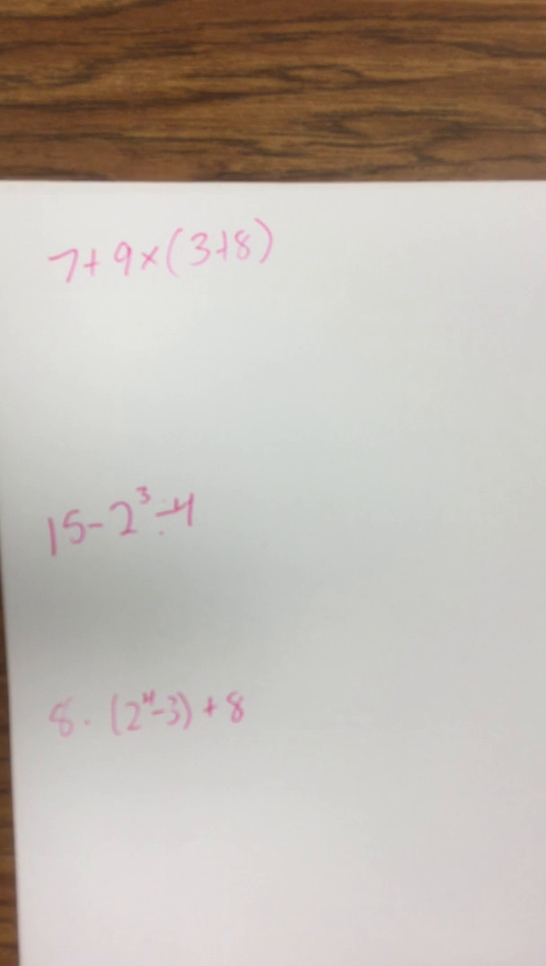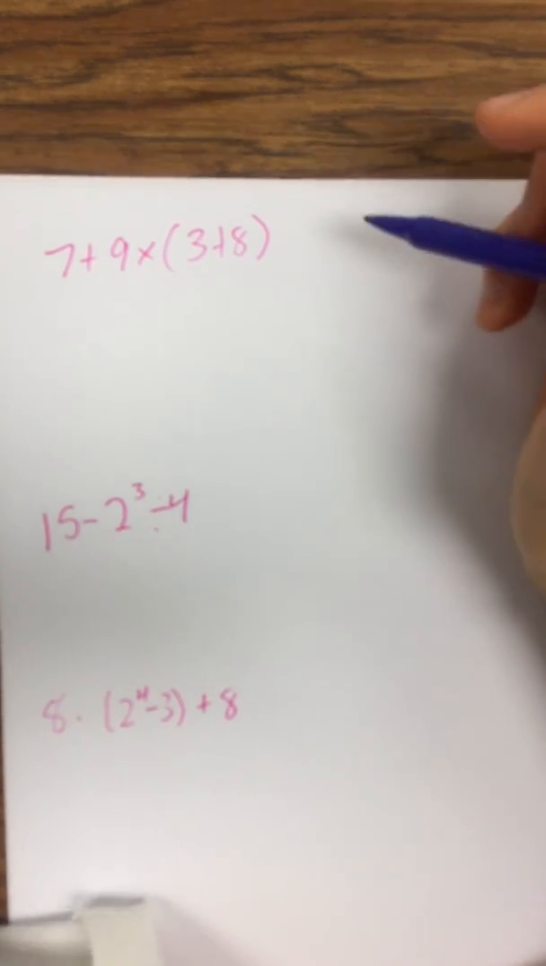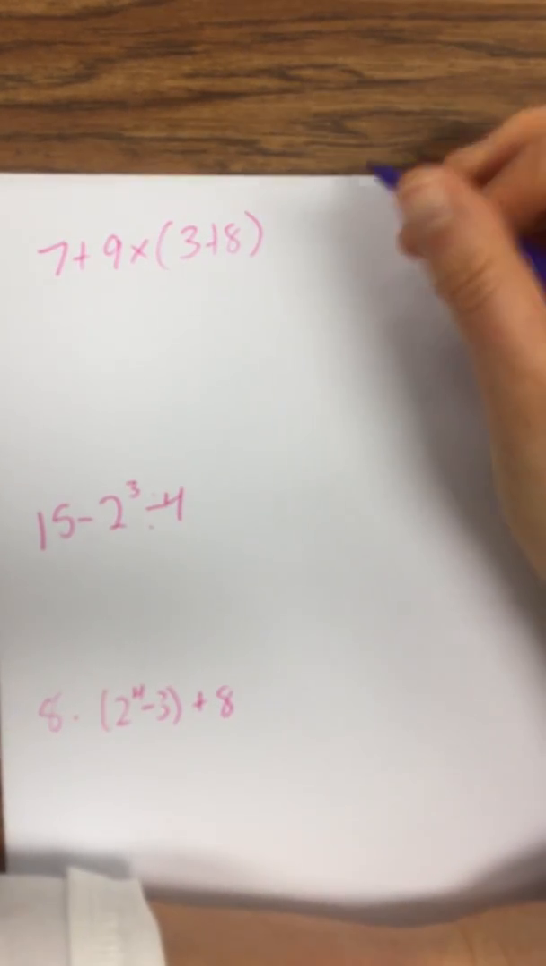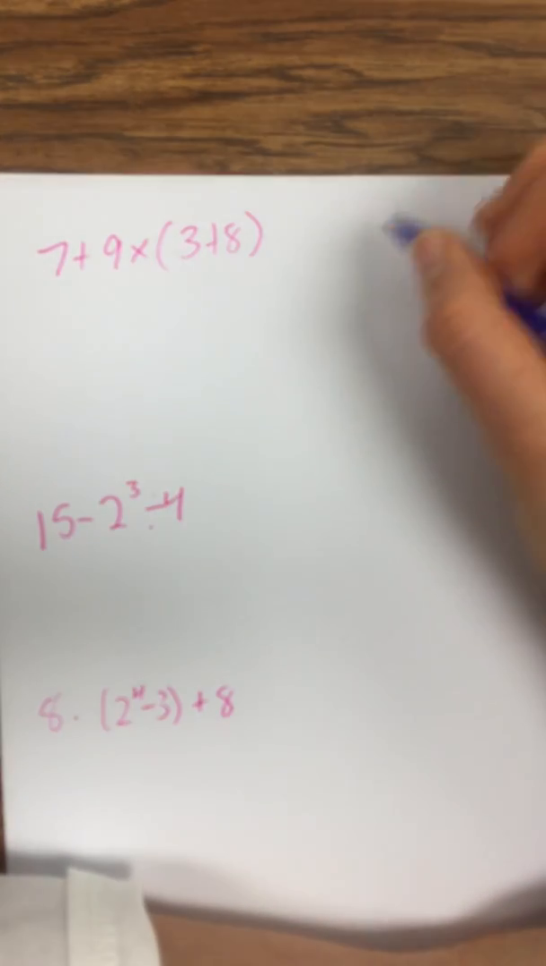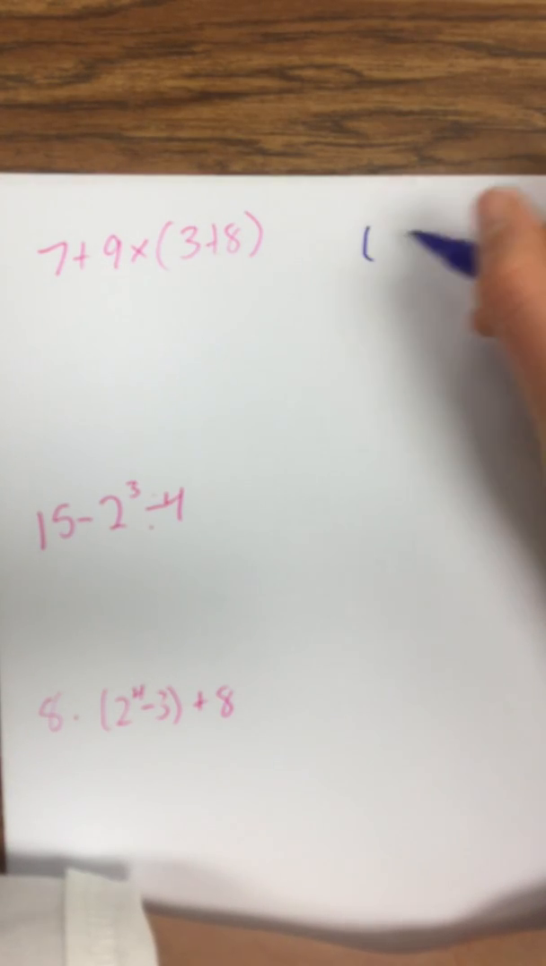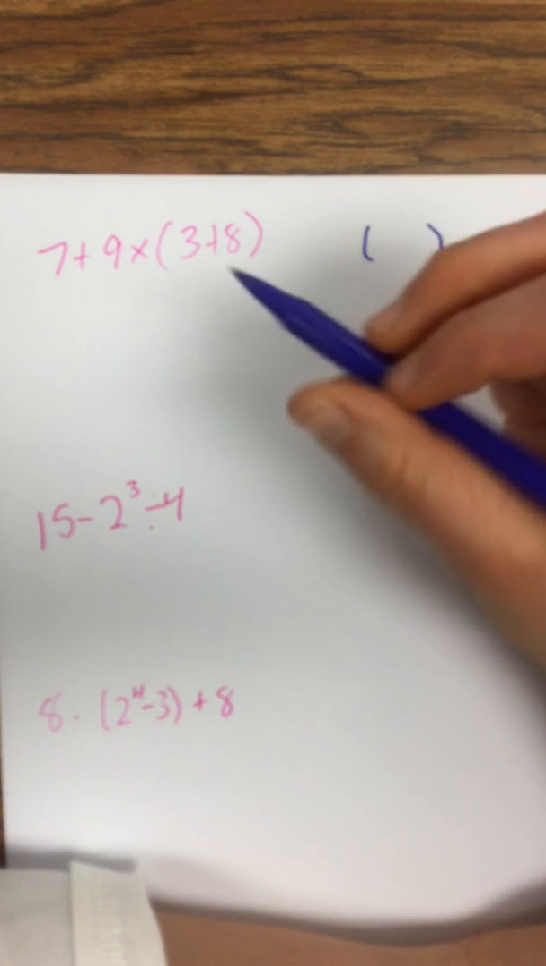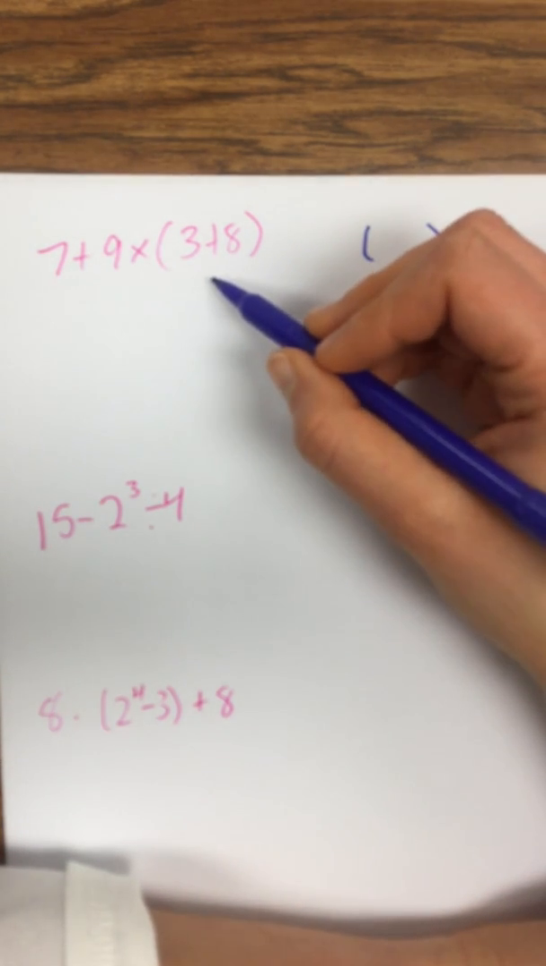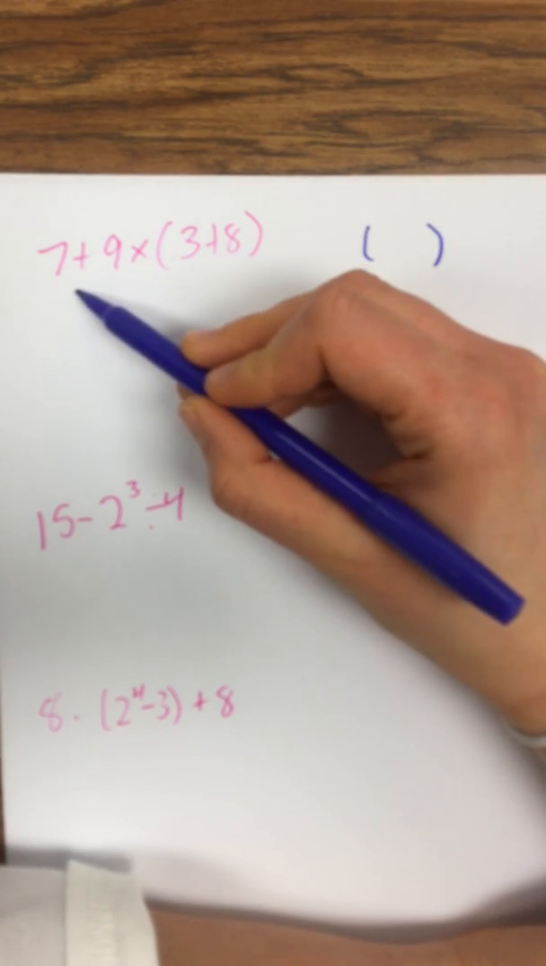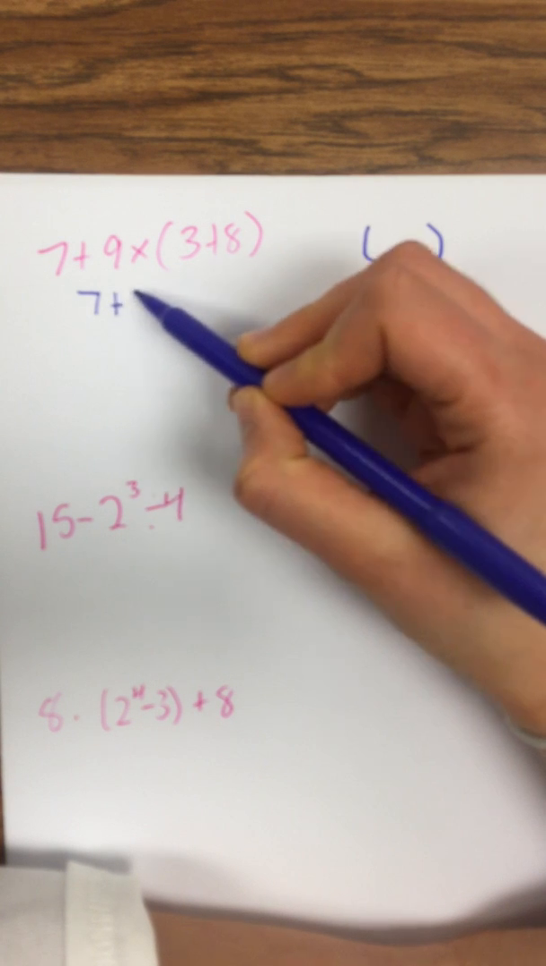This is a video on solving expressions using the order of operations. If you think back to when you learned this, when we first see a problem, the first thing we look for is anything in the parentheses or brackets. In this case, I do have something in the parentheses. So what you need to do is copy down everything that's not in that parentheses.